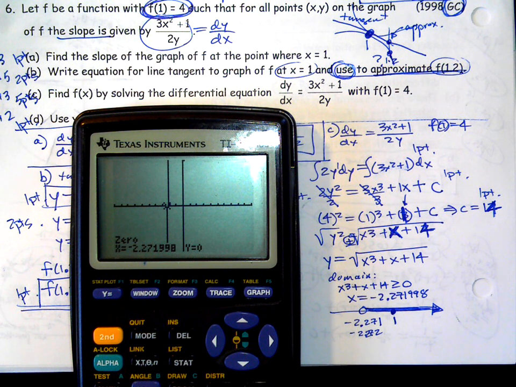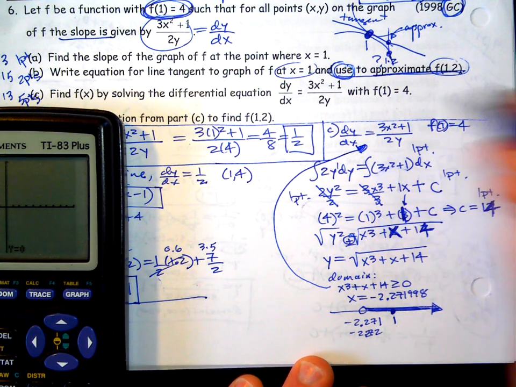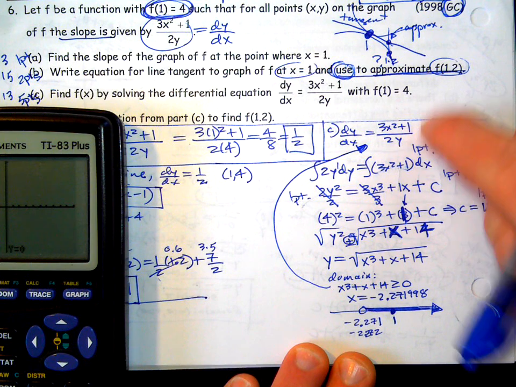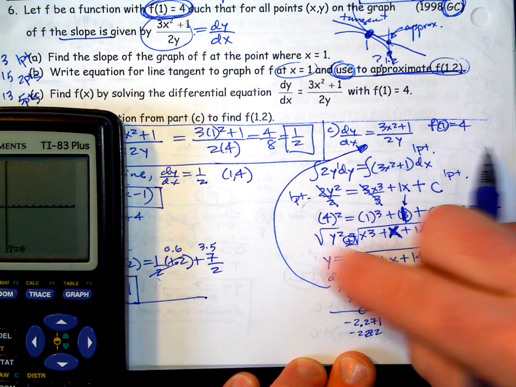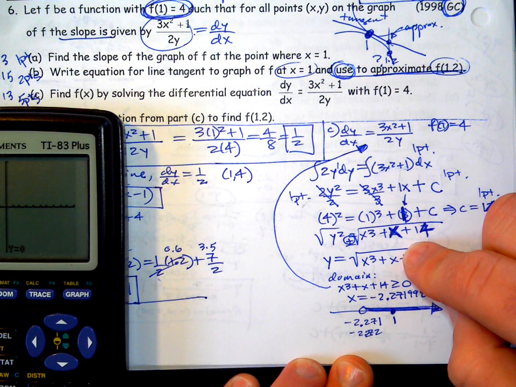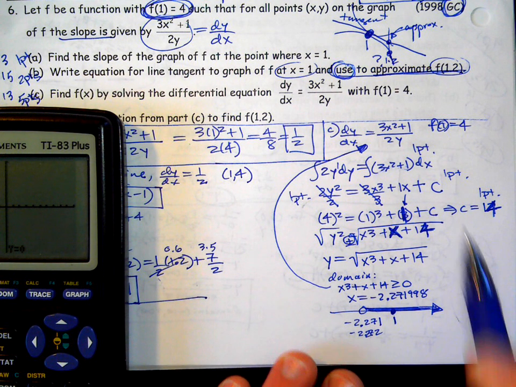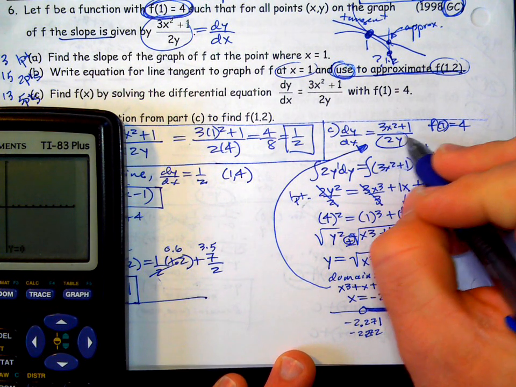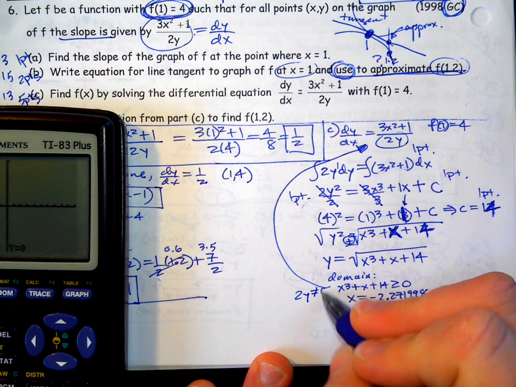The other thing you got to worry about with domain is you got to check the original differential equation. You got to say, well, is there anything that causes problems here? And you better check this. It's not just about the domain of what you have here. Now, let's see. Right here, this would cause division by 0. So 2y cannot equal 0.